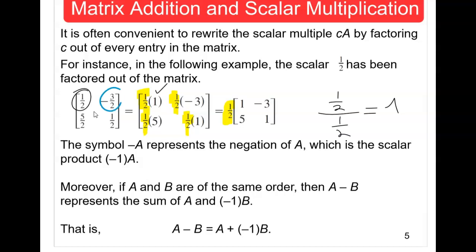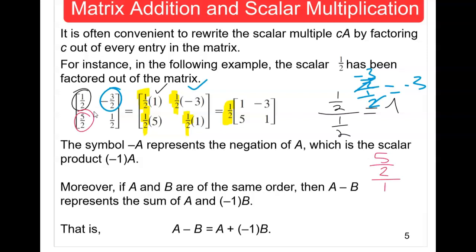Now, if we have negative 3 halves, and we are going to factor out 1 half, the 2's here will cancel, and we have negative 3 over 1. So that's why we have negative 3. And here we have 5 halves.